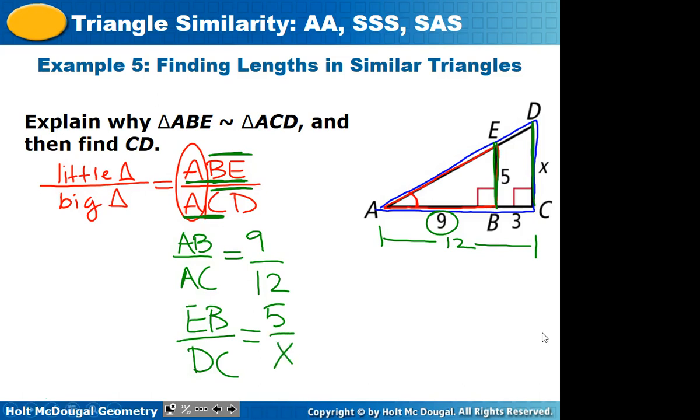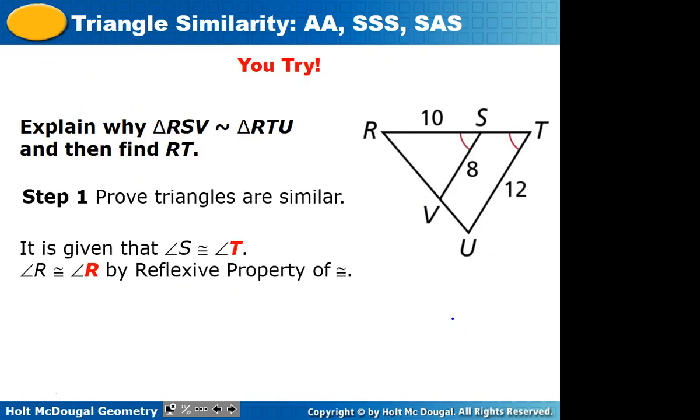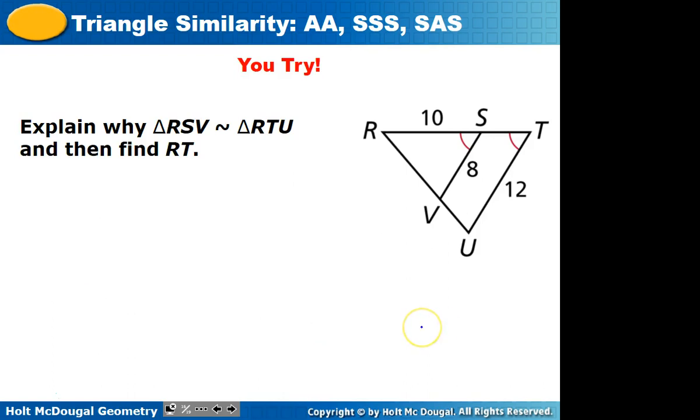Now to solve this, I'm going to create a proportion. I'm going to set these equal to each other. 9 over 12 equals 5 over X. Then I just cross multiply. 9X equals 60, because 12 times 5 is 60. So that means X is equal to 6.7. So I need y'all to go ahead and do the next one on your own. Come back to me when you're done.